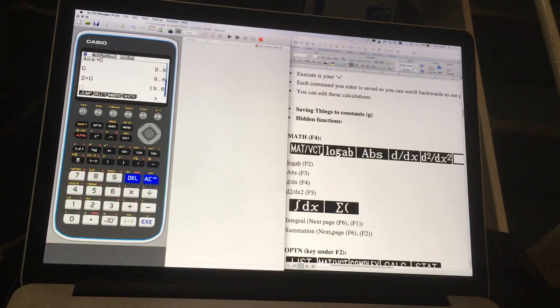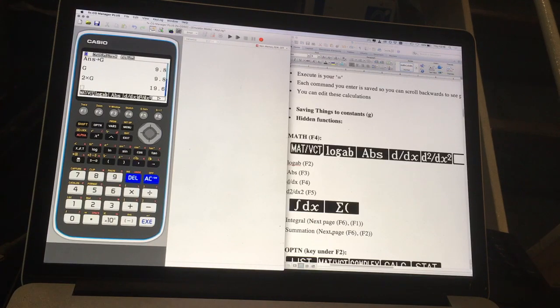One of those places is in this math function. So if you could all push F4 when you're on the main screen and go to math, you can see it opens up another menu of loads of different functions. So things that might be useful, we've got log AB. So if you try pushing F2, it'll put in the log with a blank base, so you can type in numbers there.